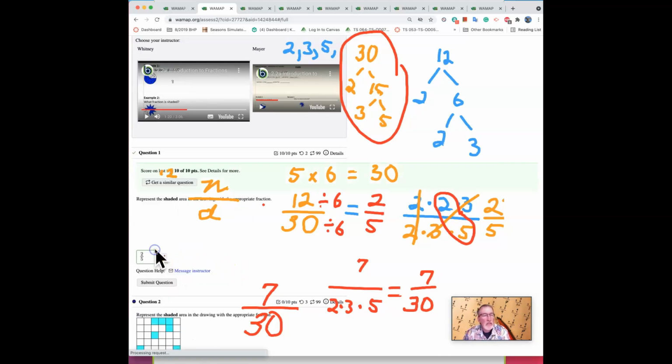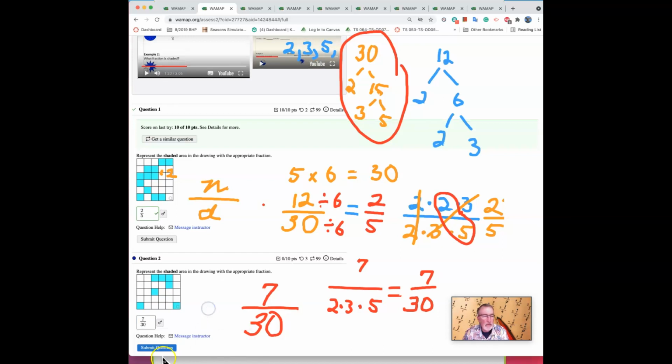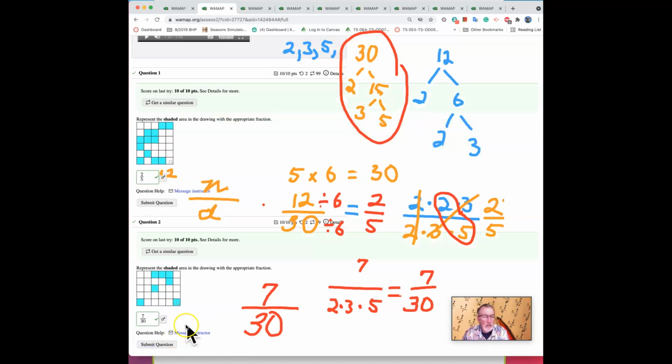Let's submit this one. Okay, that worked. And then here we had 7/30. And we'll submit this one. So it's basically knowing how to count the little blocks here, and then knowing how to stack them and simplify. So those are the 3 skills you'll need. Give it a try, and if you get stuck, let me know.